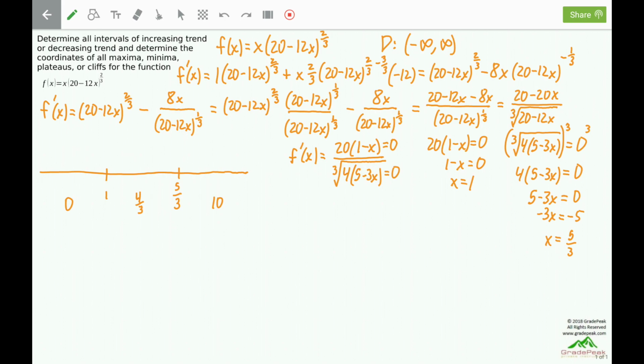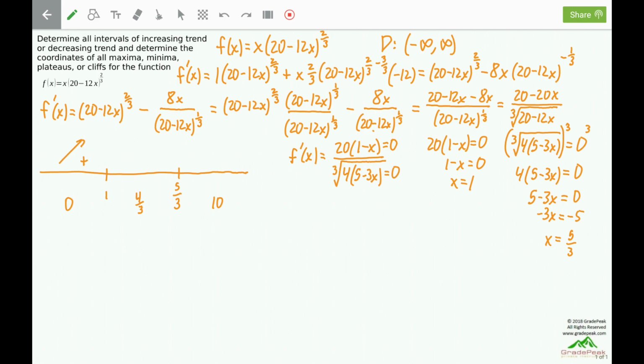Starting with the test value of 0, plugging into the portion of the first derivative that matters. 1 minus 0 is a positive number. In the denominator, 5 minus 3 times 0, which is 0, so 5 minus 0, which is a 5. 4 times 5 is a positive number, and the cubed root of a positive number is positive. So the numerator is a positive, the denominator is a positive. A positive over positive is a positive. We have a positive first derivative, which corresponds to an increasing trend.